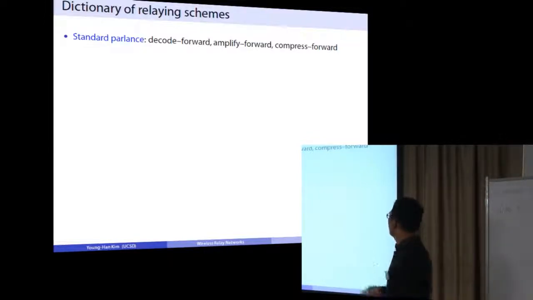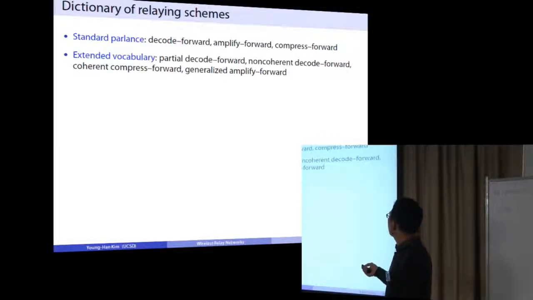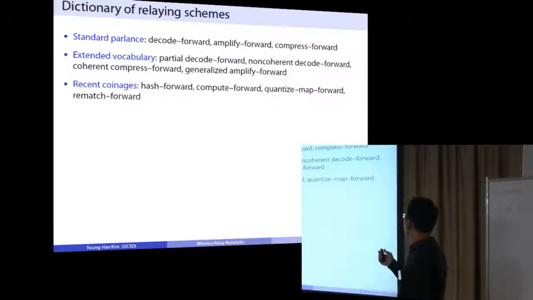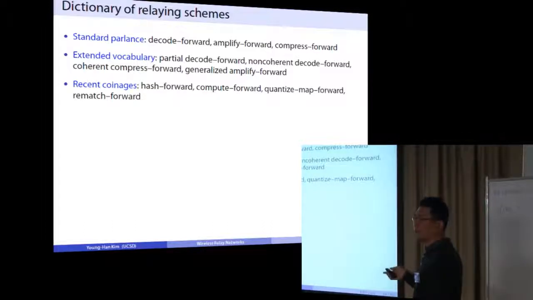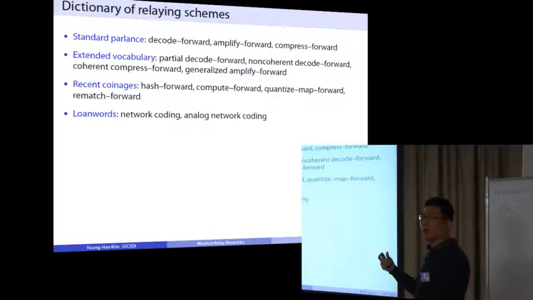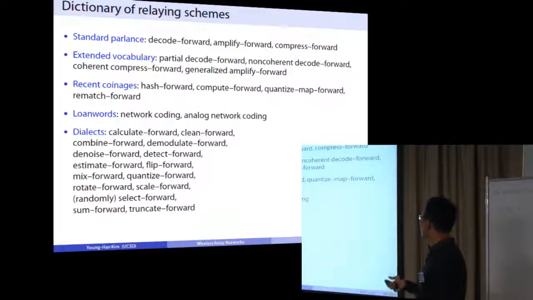So there are very basic coding schemes. You probably heard about this. Decode forward, amplify forward, compress forward. And then you add some adjective like partial decode forward, non-coherent decode forward, coherent compress forward, generalized amplify forward. And then there are a few other ones: hash forward, compute forward, quantize map forward, rematch forward, and so on. And then there are things that don't have forward, but still they are doing the same forward. So network coding, analog network coding.